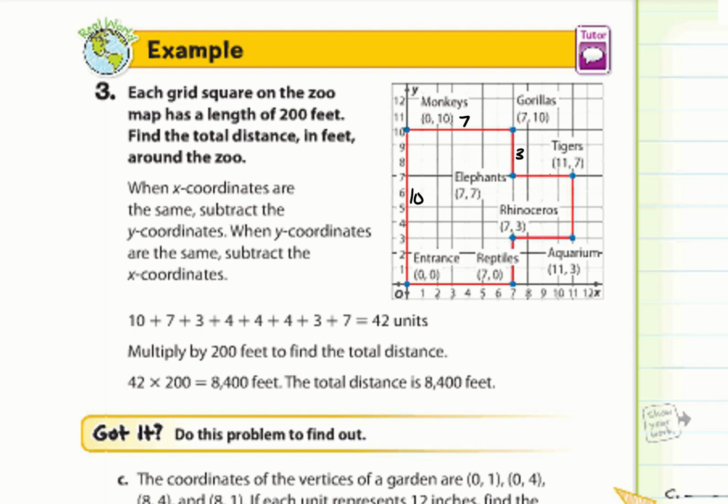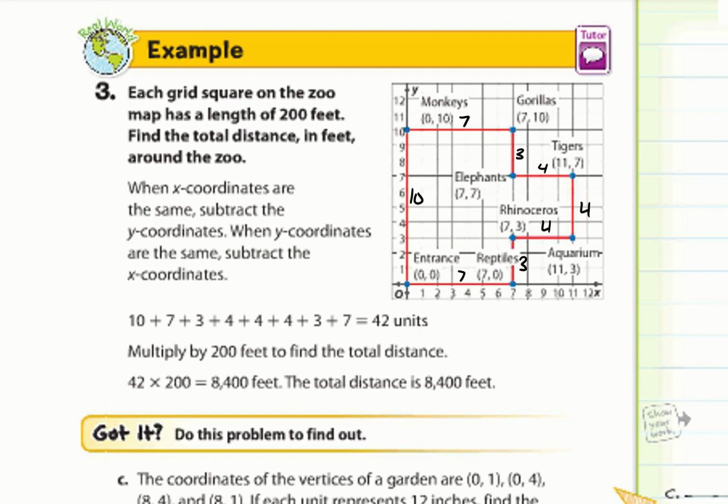Elephants to tigers, the 7s are the same, so we're going to subtract our x's. 11 minus 7 is 4. Tigers to the aquarium, our 11s are the same, so we're going to subtract, 7 minus 3 is 4. From the aquarium to the rhinos, the 3s are the same, so we're going to do 11 minus 7, which is also 4. Rhinos to reptiles, 7s are the same, so 3 minus 0 is 3. Reptiles to entrance, 0s are the same, so 7 minus 0 is 7.